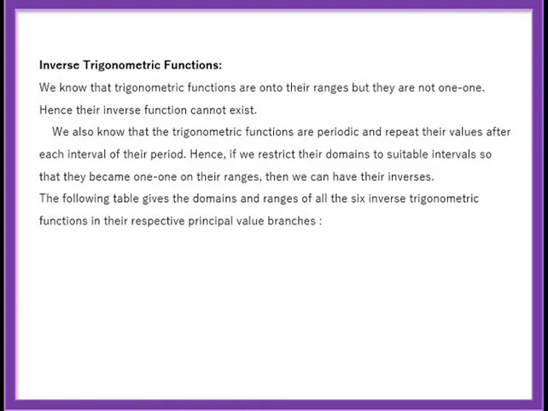For example, what is sine 0? 0. What is sine pi? 0. So two elements are associated with a single element. Similarly, we can say for cosine and other functions also. So basically, these trigonometric functions are onto, but they are not 1-1.